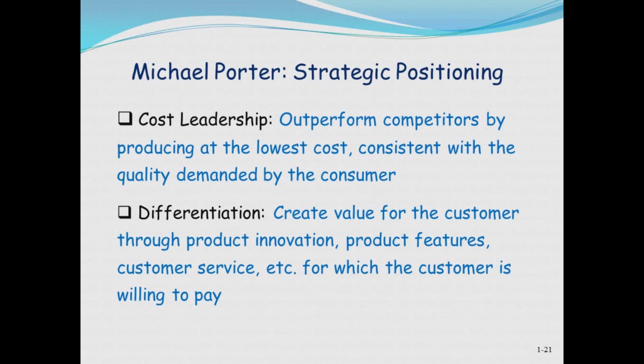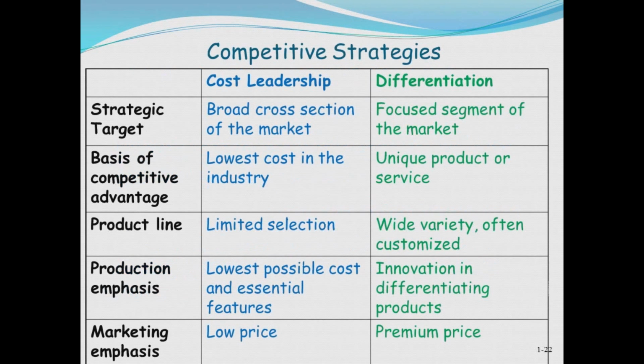So when you think about strategy, comparing the two, cost leaders are looking to hit a broad cross-section of the market. Differentiators are focused on a segment of the market that's specific to them. Your competitive advantage will be the lowest cost versus unique service or product. You have a limited product line versus a wide product line. You have a wide product line for differentiators because each product's going to be targeted to a different segment of the market.